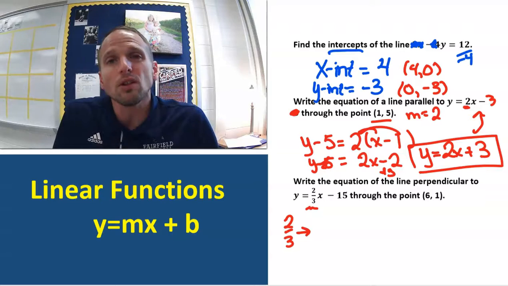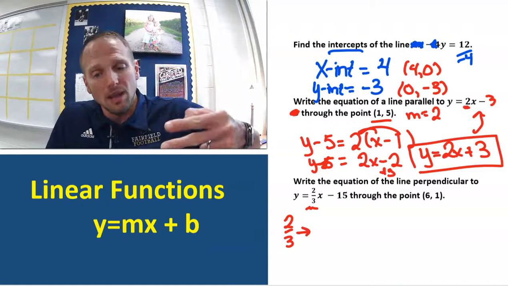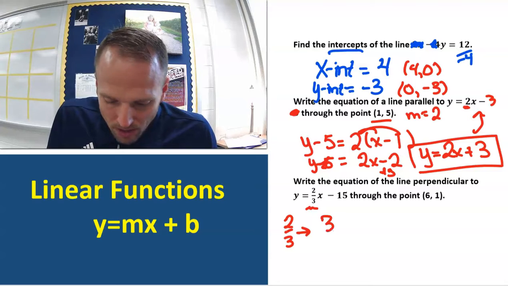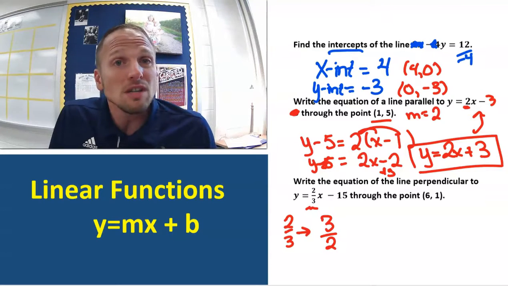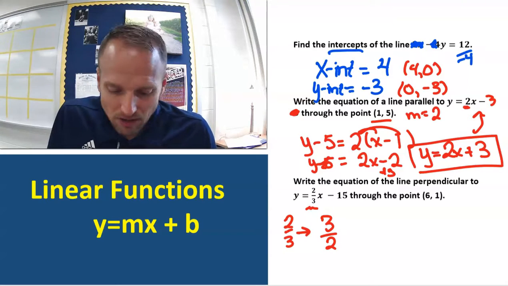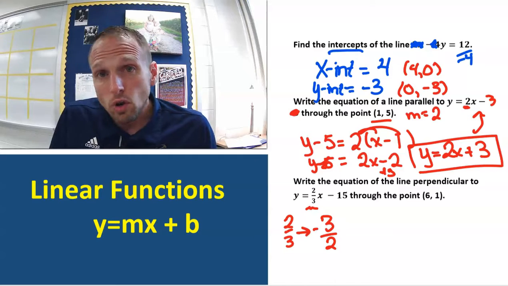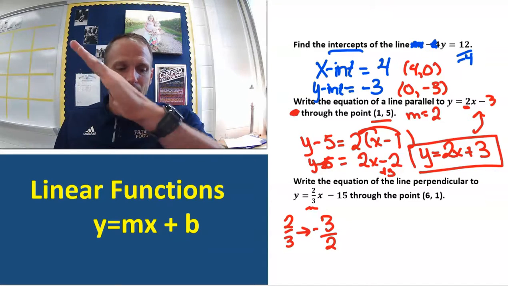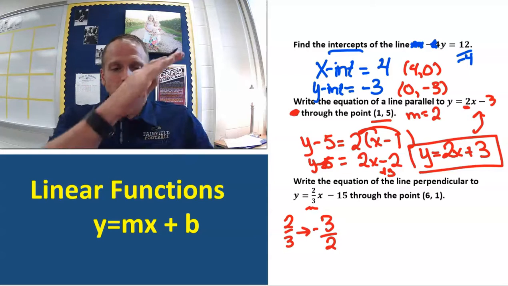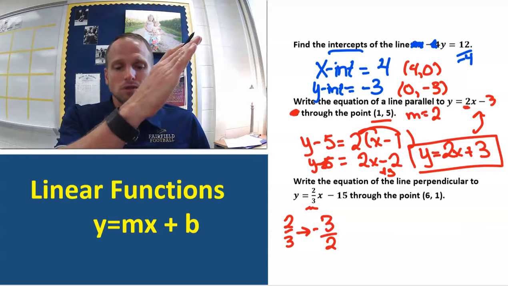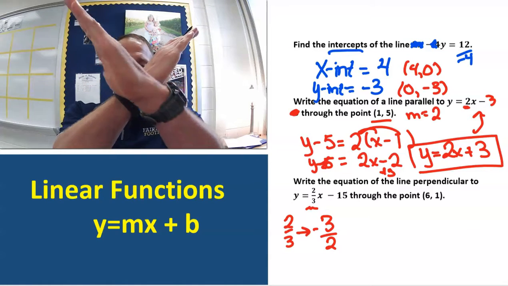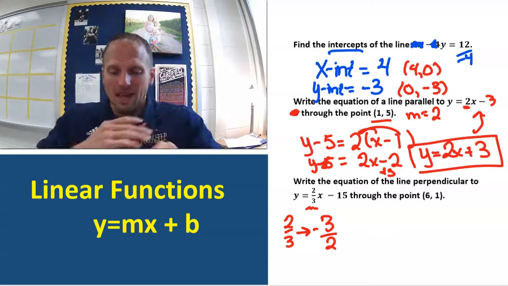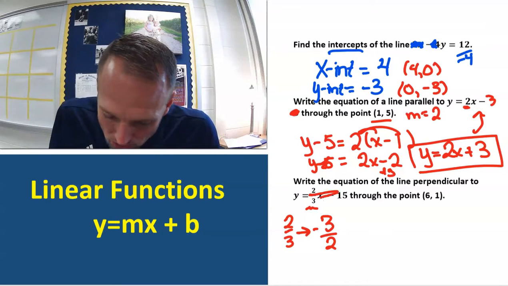So to be perpendicular, we need to flip it. So 2/3 is going to become 3/2. And we need to change the sign. So that was a positive 2/3. Our new slope is negative 3/2. So a positive 2/3 and a negative 3/2 are going to be perpendicular. You're going to make a perfect X. All right, so that's our slope.